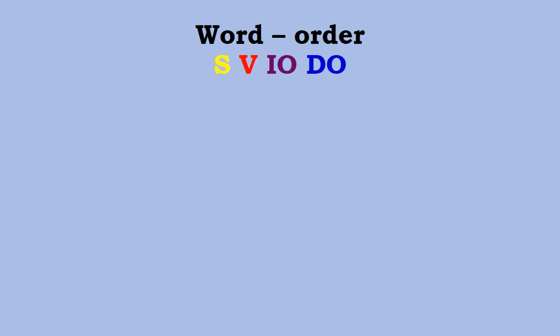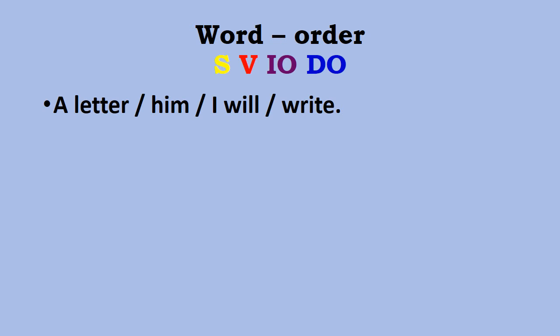The next is SVIODO, that is subject, verb, indirect object and direct object. If you want to know more about indirect object and direct object, you can refer to my earlier videos. Let's see the sentences here first. A letter him I will write.